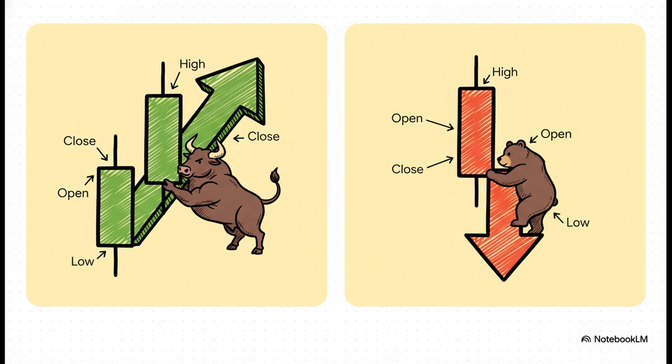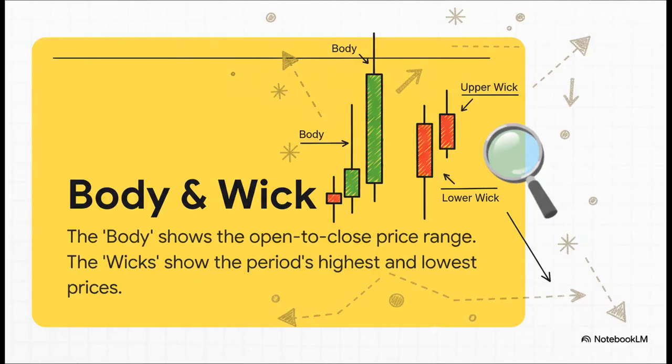And as you can see, every single candle gives you 4 key pieces of info: the open, the high, the low, and the close price. So every candle has 2 main parts. You see that thick, colored part? That's the body. That tells you the story of the open and the close. And those thin little lines sticking out of the top and bottom, we call those wicks or shadows. They show you the full drama of the session, the absolute highest and lowest points the price hit during that battle.